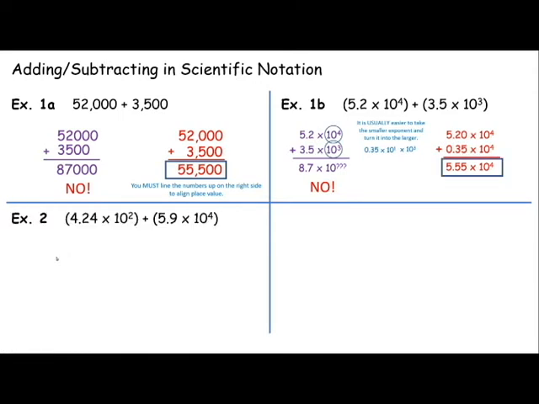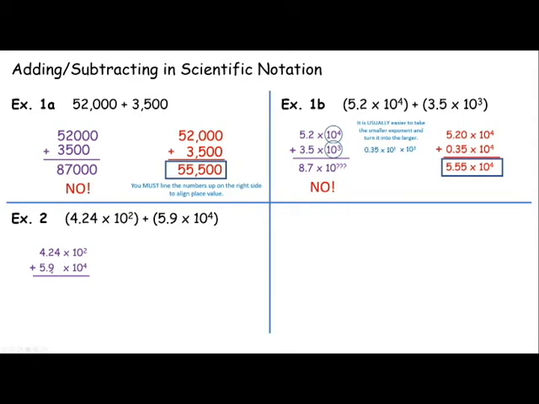Let's try another one. 4.24 times 10 squared plus 5.9 times 10 to the 4th. I'm going to go ahead and write that vertically, and when I do, the temptation is going to be to say 4 plus 5 is 9. The problem is this isn't really a 4. Because it's times 10 to the 2nd, that decimal should be moved 2 places over. This is a 400. And down here, this isn't a 5.